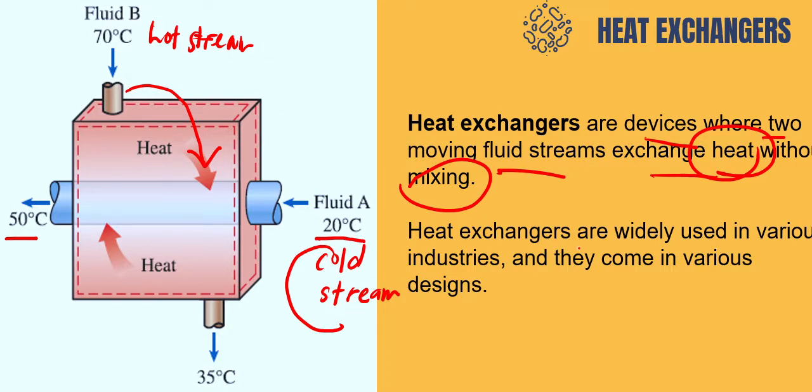Okay, and then heat exchangers are widely used in various industries. They come in various designs. There are many types of heat exchanger, but the working principle is the heat exchange between two streams, between the hot and cold stream. So that is a heat exchanger.